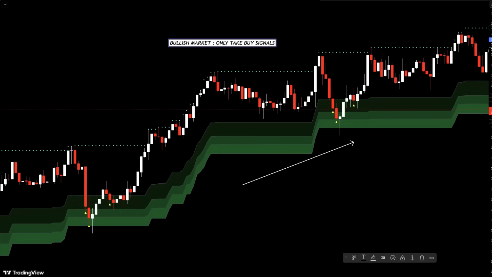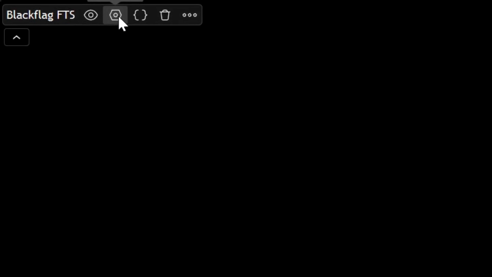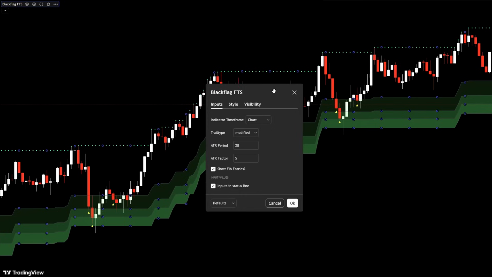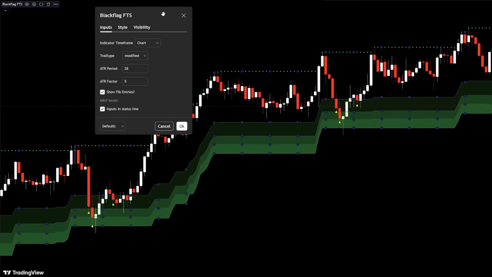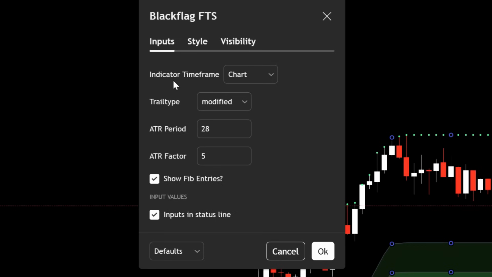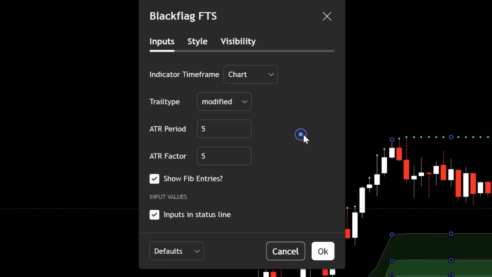To change the settings, just double-click on the indicator name at the top left of your chart or click the gear icon next to it. Go into the Inputs tab. The main setting we're changing is the ATR period. The default's usually higher, but for our strategy on these lower time frames, setting the ATR period to 5 works way better. Type in 5 there. You can leave the other options in the Inputs tab as their default.